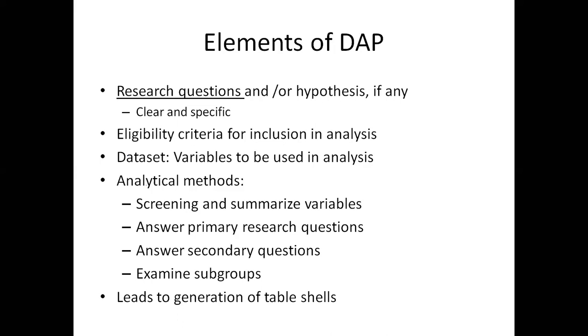Then comes the main aspect of the data analysis plan, where you specify what methods you would use to screen and summarize variables, and what are the specific methods that you use to answer your primary research questions. Then if you have any secondary research questions, what statistical methods you would use to answer those questions, and if you have any subgroups to be examined, then you put down those subgroups in the plan itself.